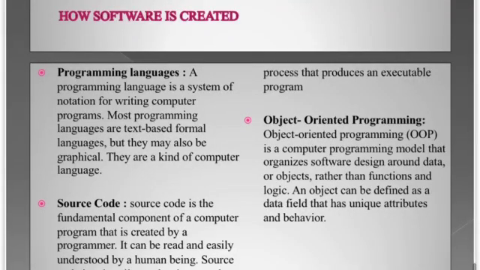Now, how is software created? Software is created through programming languages, source codes, and object-oriented programming. A programming language is a system of notation for writing computer programs. Most programming languages are text-based formal languages, but they can also be in graphical form.